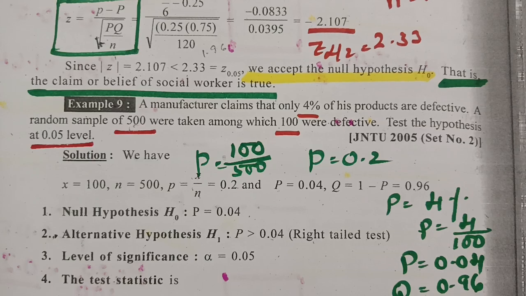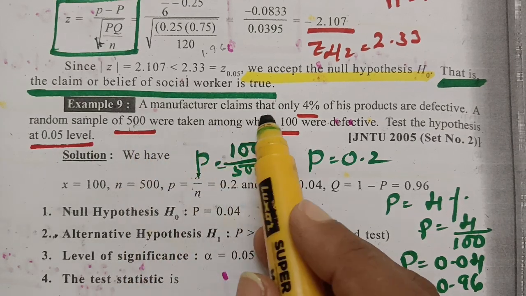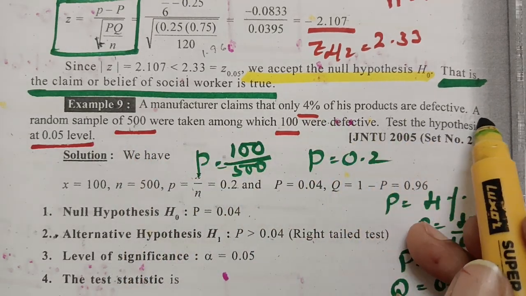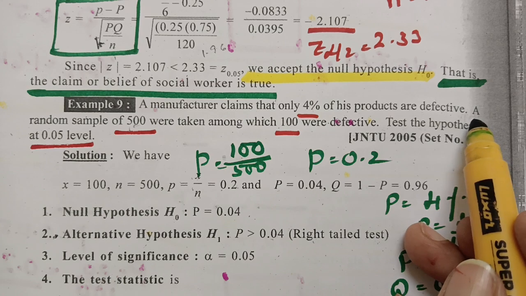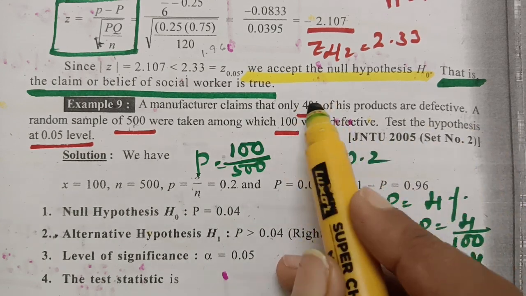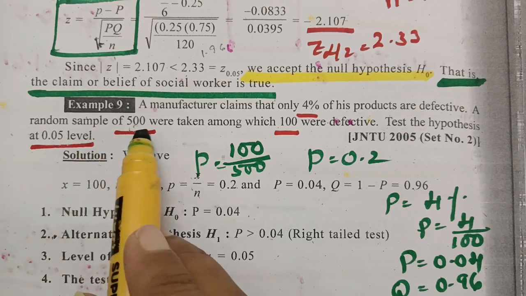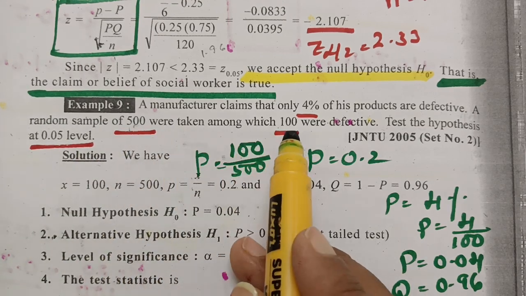And next one, coming to the ninth problem, a manufacturer claims that only 4% of his products are defective. So here 4%, capital P, the population is given as 4%. A random sample of 500 were taken among 100.